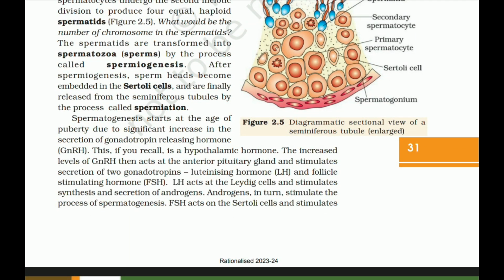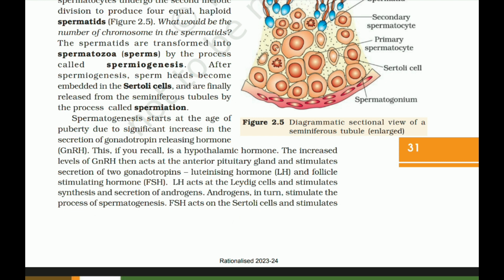Spermatogenesis starts at the age of puberty due to a significant increase in the secretion of gonadotropin releasing hormone, GnRH. This, if you recall, is a hypothalamic hormone. The increased levels of GnRH then act at the anterior pituitary gland and stimulate secretion of two gonadotropins, luteinizing hormone and follicle stimulating hormone. The LH acts at the Leydig cells and stimulates synthesis and secretion of androgens.